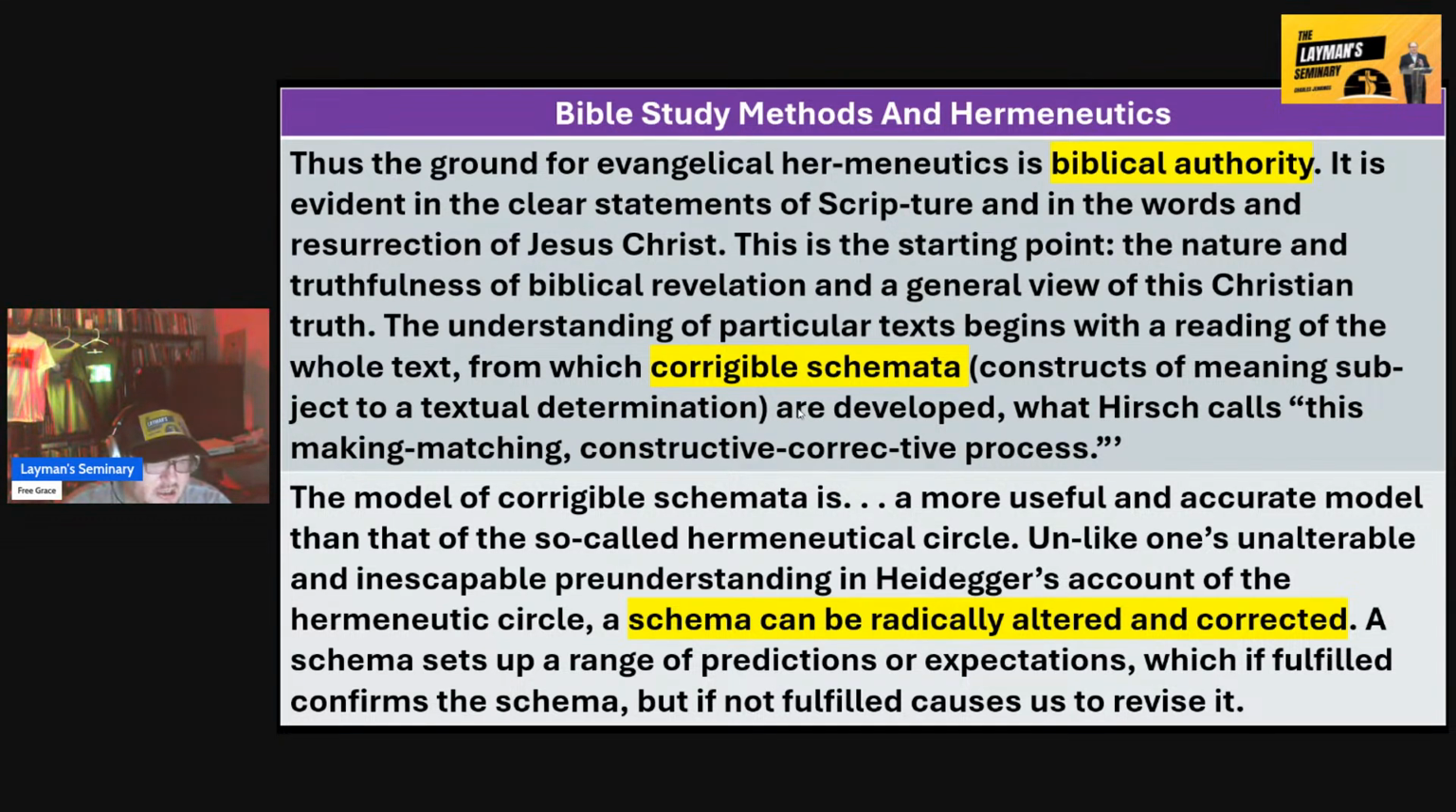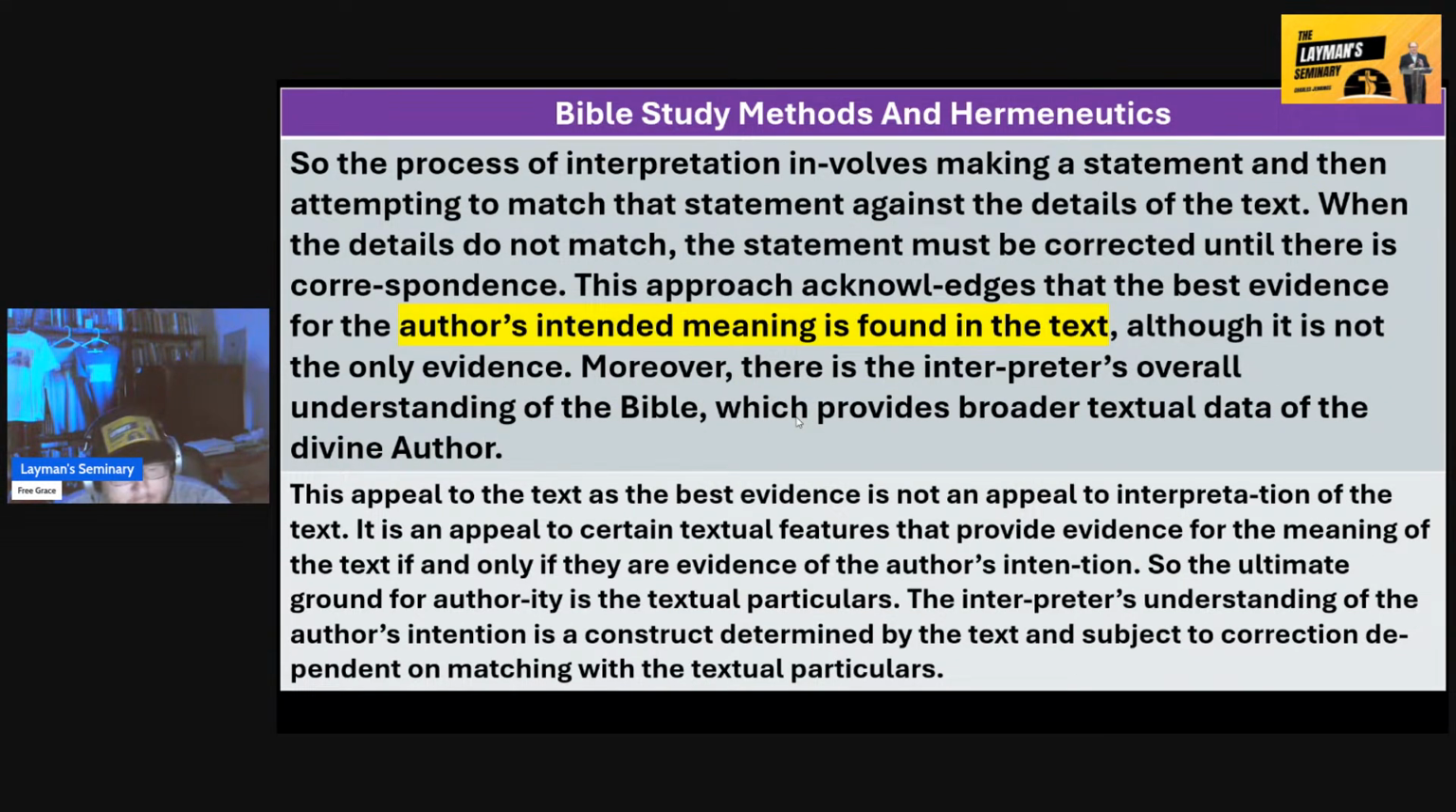A schema sets up a range of predictions or expectations, which, if fulfilled, confirm the schema, but if not fulfilled, cause us to revise it. So the process of interpretation involves making a statement and then attempting to match the statement against the details of the text. When the details do not match, the statement must be corrected until there's correspondence. This approach acknowledges that the best evidence for the author's intended meaning is found in the text, although it is not the only evidence. Moreover, there is the interpreter's overall understanding of the Bible, which provides broader textual data of the divine author.